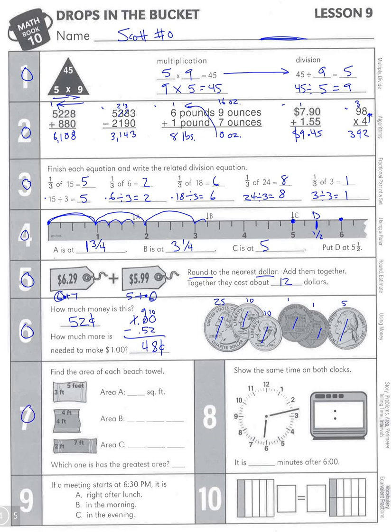All right, number 7 down here. Find the area of each beach towel. Remember, the area is length times width. So I always think of this as length and this is width, but however you want to think of it. But basically 3 times 5, right?